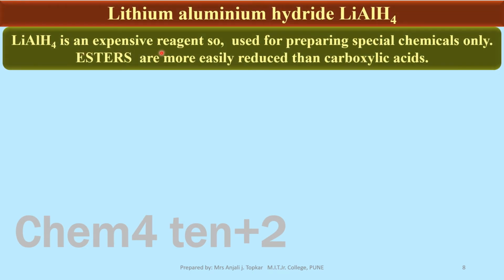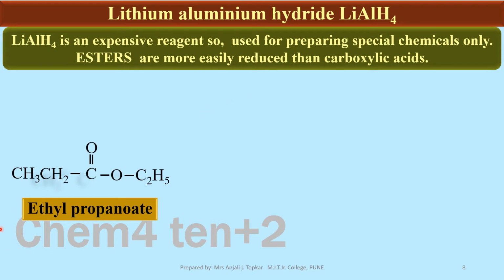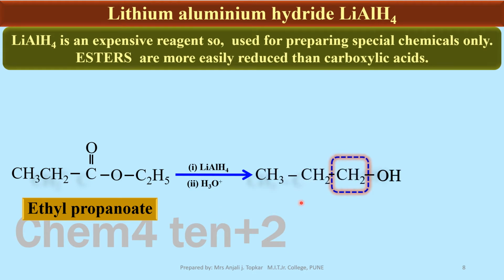Being a more expensive reagent, used for preparing special chemicals only, here esters are more easily reduced than carboxylic acids. So let's see the reaction of how esters are more easily reduced than carboxylic acids. Here is the ester, ethyl propanoate. When it undergoes reduction using lithium aluminium hydride and H3O+, we find C double bond O gets converted to CH2 and this gives CH3CH2CH2OH.